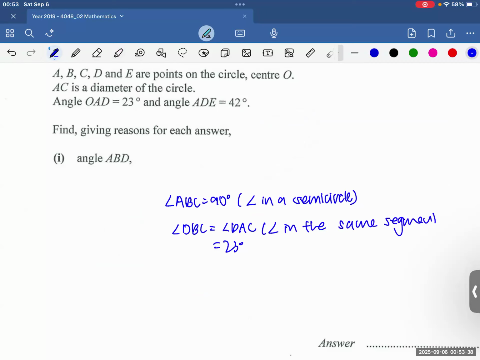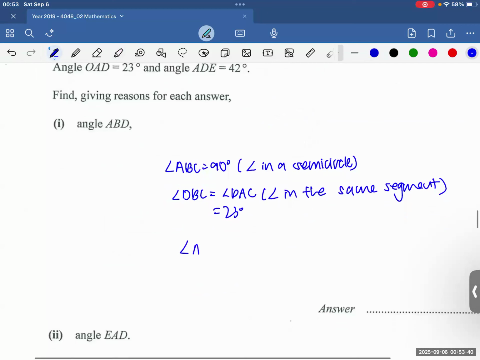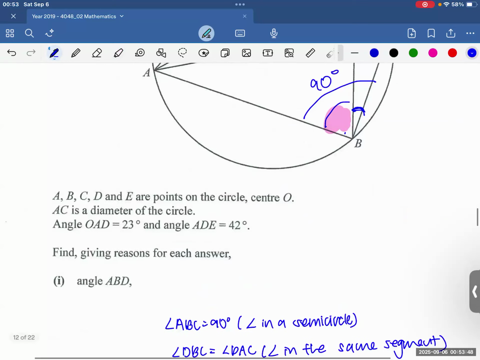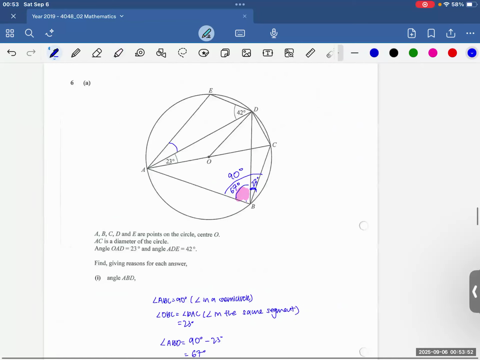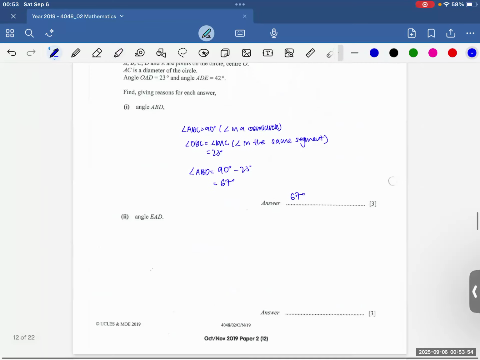Once we find out our two angles, we can now find angle ABD. Simply take 90 degrees minus 23 degrees and you'll get 67 degrees. So this is 67 degrees. This is 23 degrees.